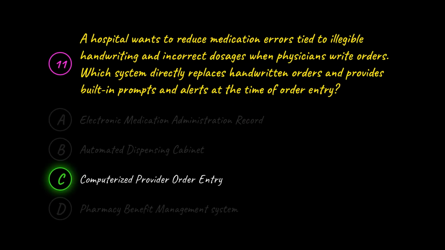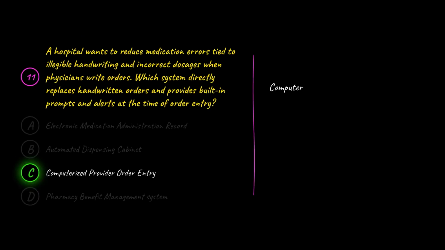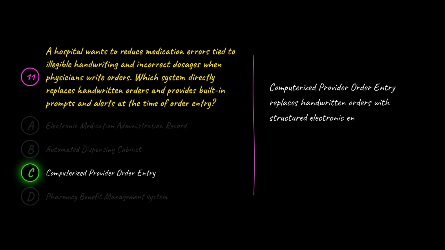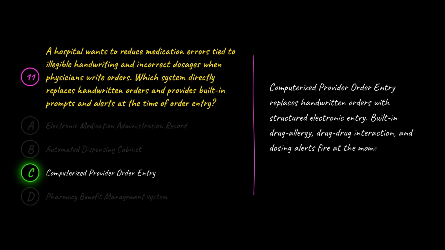The correct answer is C. Computerized provider order entry. C is correct because computerized provider order entry replaces handwritten orders with structured electronic entry, and built-in drug allergy, drug-drug interaction, and dosing alerts fire at the moment of order, catching errors at the source.